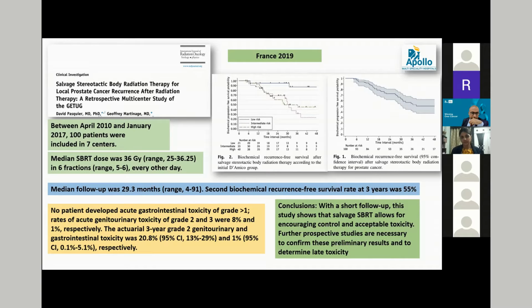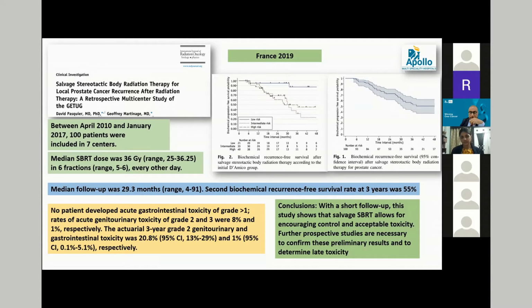No patient developed acute gastrointestinal toxicity of grade 1 or more. That is important that we want to know. The rates of acute genitourinary toxicity of grade 2 and 3 were 8% and 1% respectively. The actuarial 3-year grade 2 genitourinary and gastrointestinal toxicity was 20.8% and 1% respectively. They concluded that with a short follow-up, this study shows that salvage SBRT allows for encouraging control and acceptable toxicity.